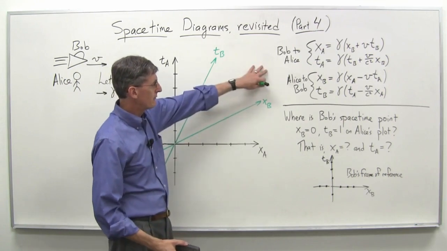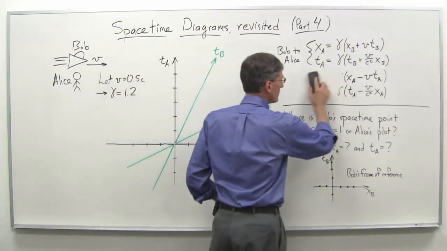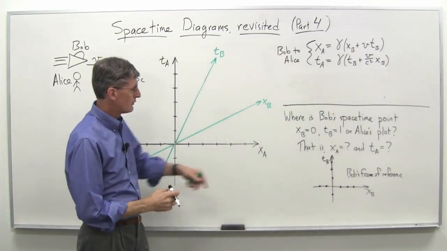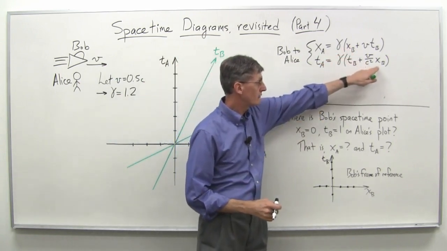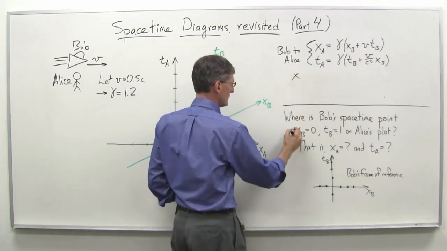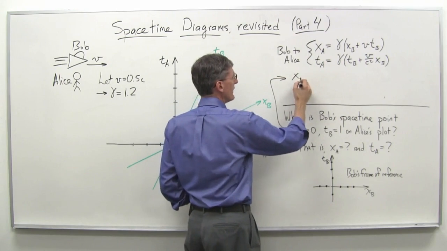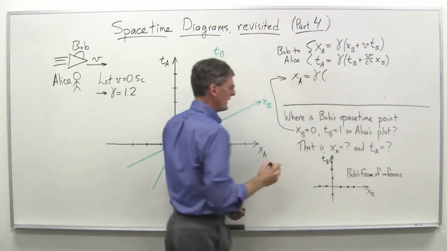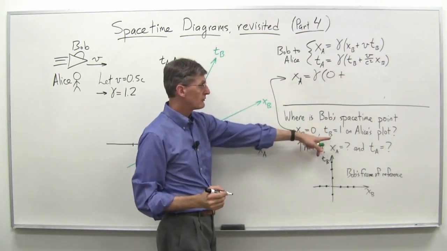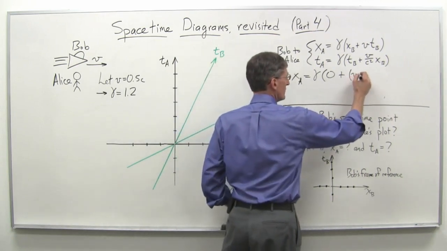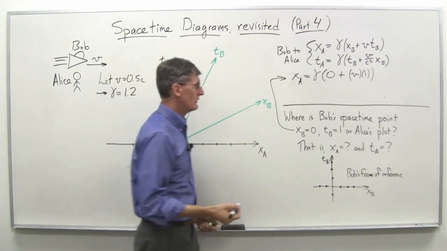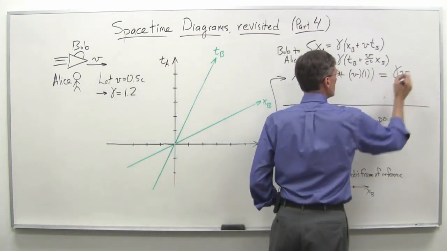If we look at our equations up here, it's actually the top pair that work well this time. Note I've got x_B equals 0, so I can put 0 in for x_B here, and t_B equals 1. So I get x_A equals gamma times, now x_B is simply 0, plus v times t_B, which is 1. So I just get v times 1. And obviously 0 plus v is just v, so this becomes gamma v.